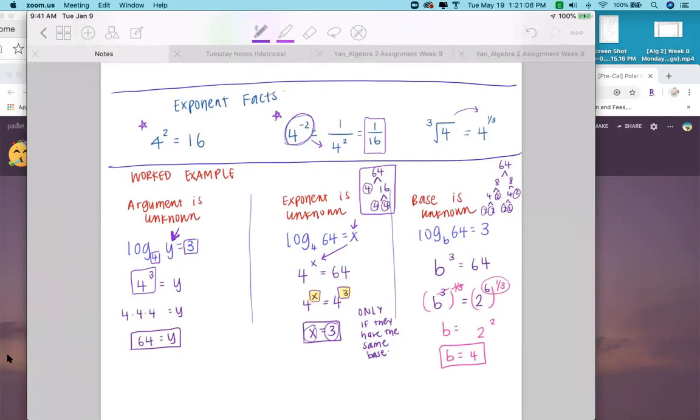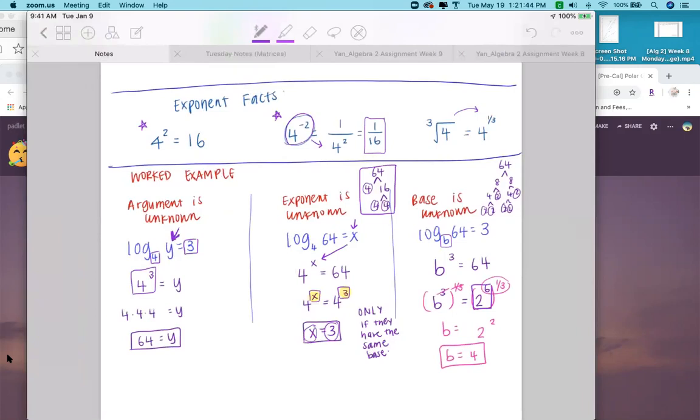Okay. Last one. Base is unknown. That means if the little number right here is a letter, we still rewrite it. So for all of these questions, I still rewrite it in exponential form, which is b to the 3rd power equals 64. And then break down your 64 into prime numbers, which we get 2 to the 6th power. And we get rid of the exponent over on the left side, which is 1/3. And then it's 2 to the 2nd power.